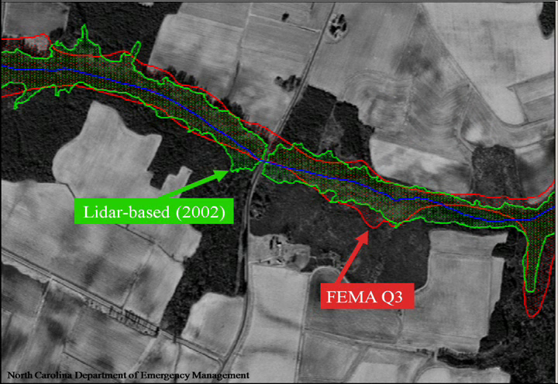This map compares LiDAR and FEMA Q3 flood mapping data in North Carolina. The green area shows the LiDAR data floodplain, the red area shows the older FEMA Q3 zone, and the blue line is the actual river center line. The redelineation of the floodplain by the LiDAR has taken into account the elevated road running through the plain. The LiDAR data has also reincorporated the river center line into the floodplain.